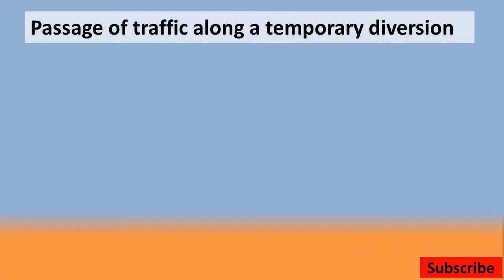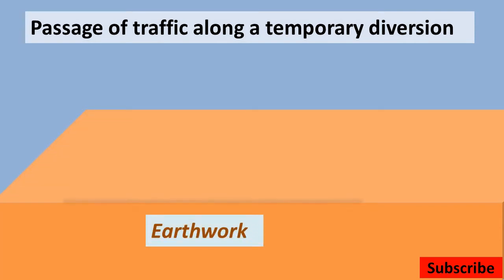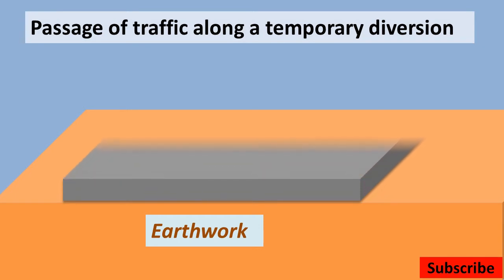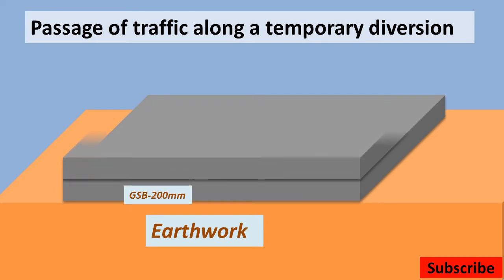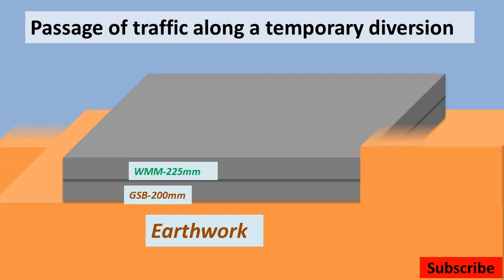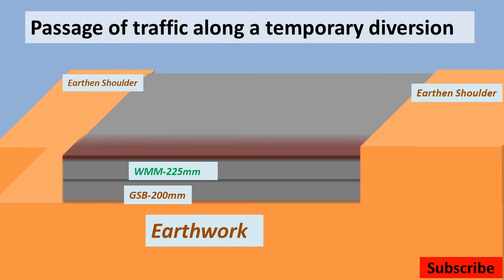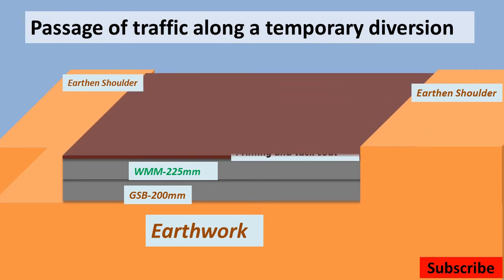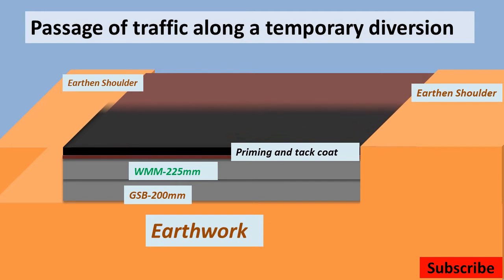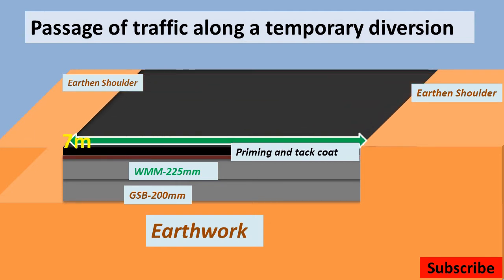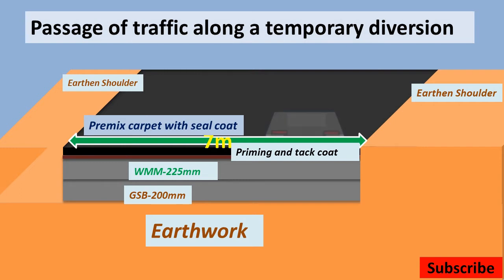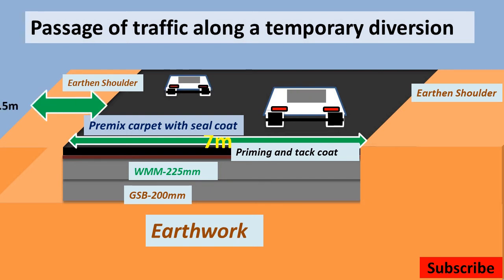The following is the provision of road crust in the 7 meter width. There are different layers: the first layer is earthwork, then 200 mm compacted granular subbase, then 225 mm compacted granular base course, and then priming and tack coat, and the final premix carpet with seal coat or mix seal surfacing. The location of such stretch, alignment and longitudinal section of diversion, including junction and temporary cross drainage provision, shall be as approved by the engineer.